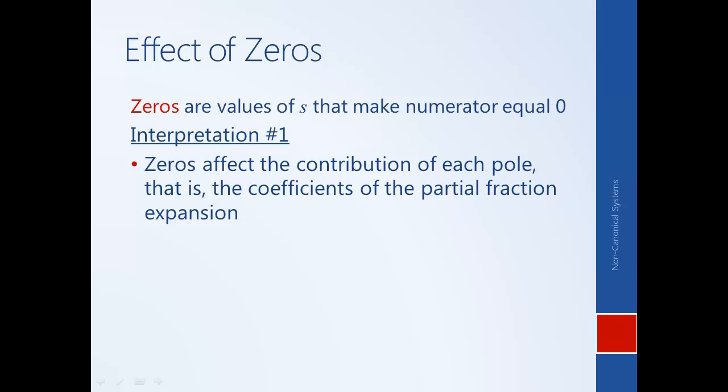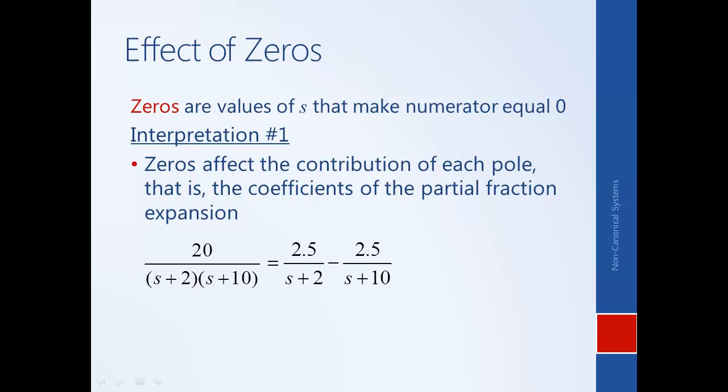To understand how zeros change the response of a system, there are a couple of different ways to think of it. One way to think of the effect of zeros is that they affect the contribution of each pole. That is, they affect the coefficients of the partial fraction expansion. Let's say that we have this original system that we used previously. You perform a partial fraction expansion and solve for the residues, and you get a residue of 2.5 and a residue of minus 2.5.